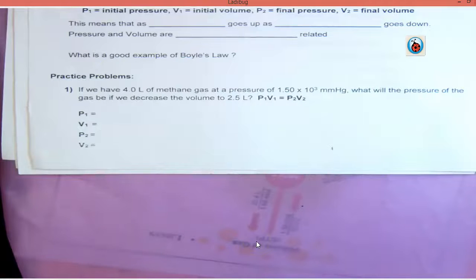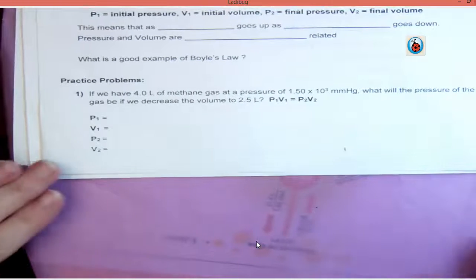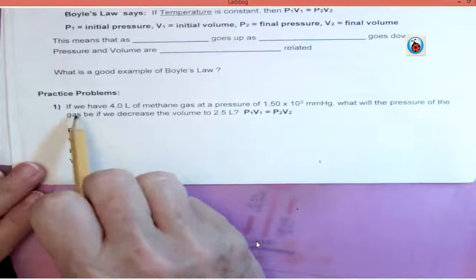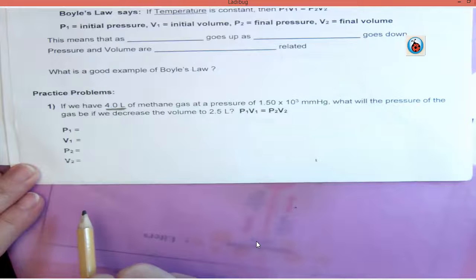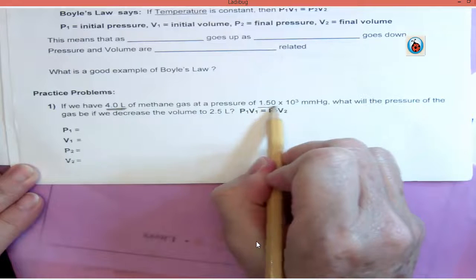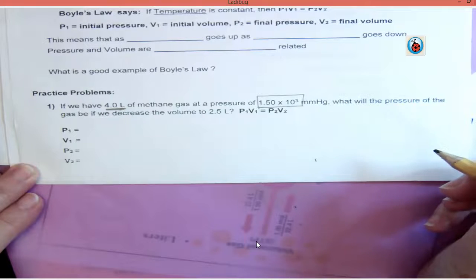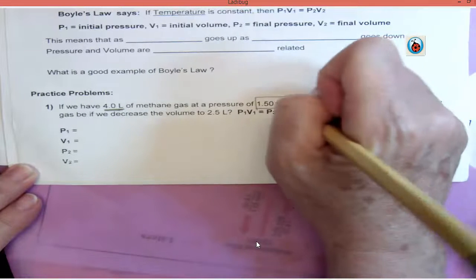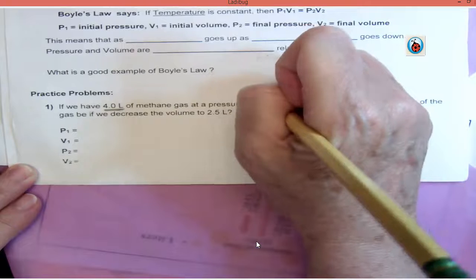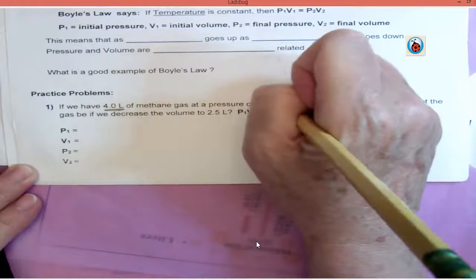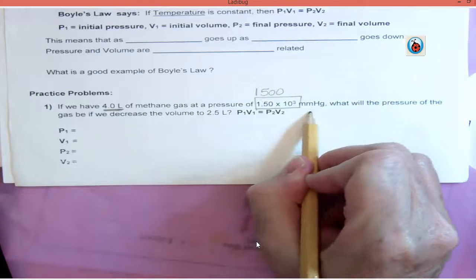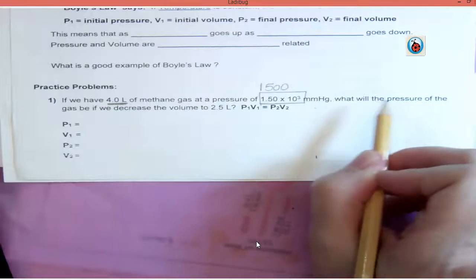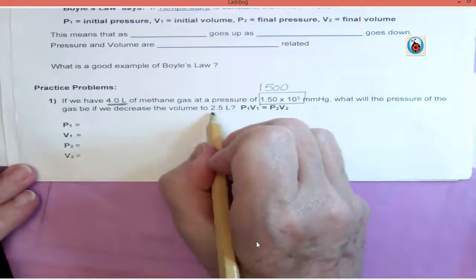Okay, so here's our practice problem, and this is how we're going to do all our Boyle's law problems. If we have 4 liters of methane gas at a pressure of 1.5 times 10 to the third, let's just take that out of scientific notation for you. So that means I'm going to move my decimal 3 places, 1, 2, 3, to the right. So that's 1,500 millimeters mercury. What will the pressure of the gas be if we decrease the volume to 2.5?